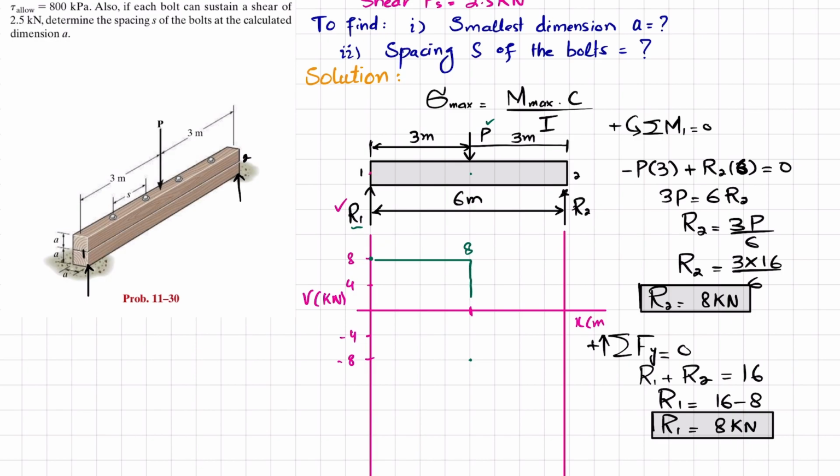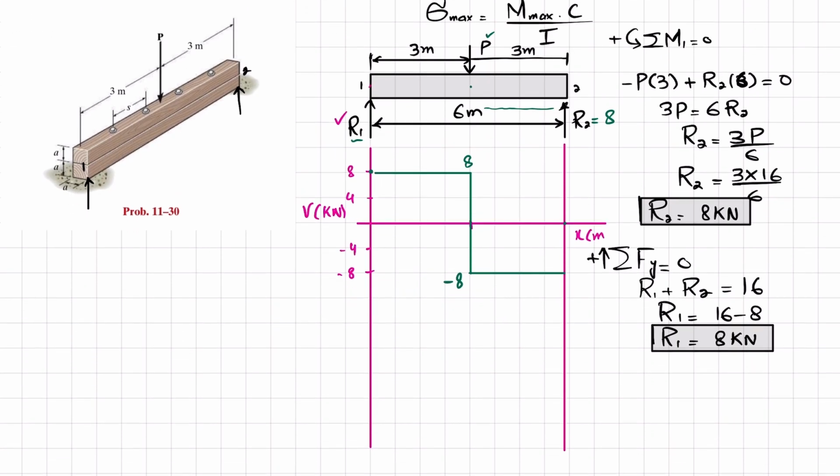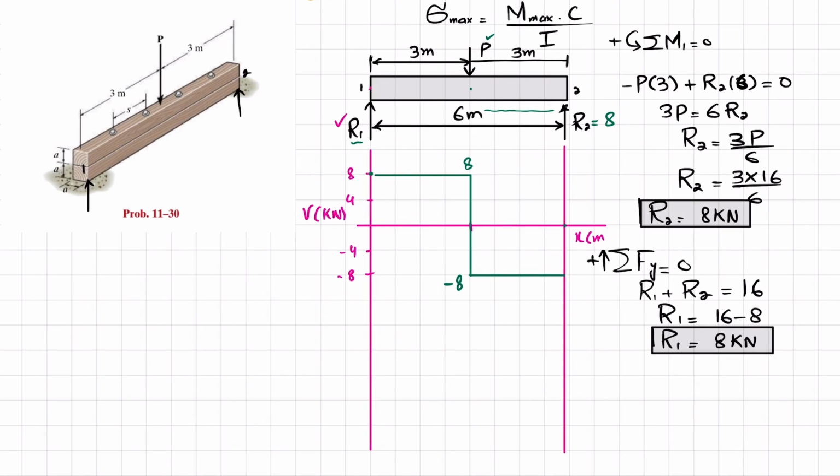So shear force at this point will be changed to minus 8. And from this point till the end there is no other force, so it will remain the same. And at the end you have R2, which is equal to 8 plus 8, so it will bring you to 0. So this is your shear force diagram. Now we will draw the bending moment diagram.